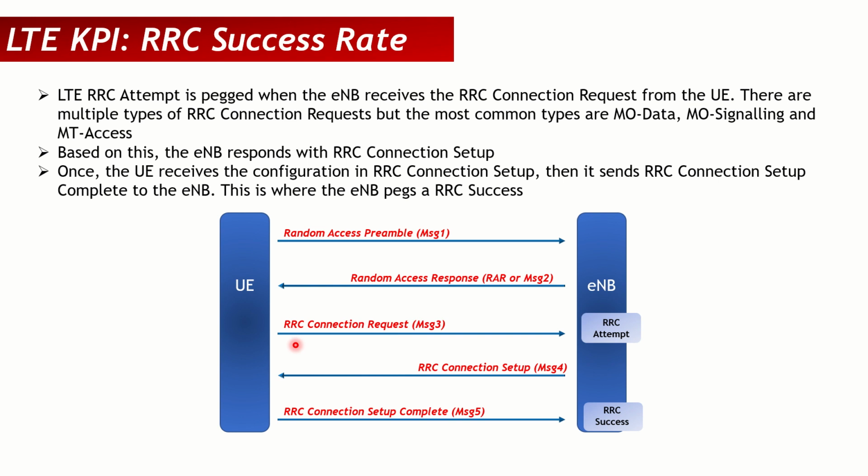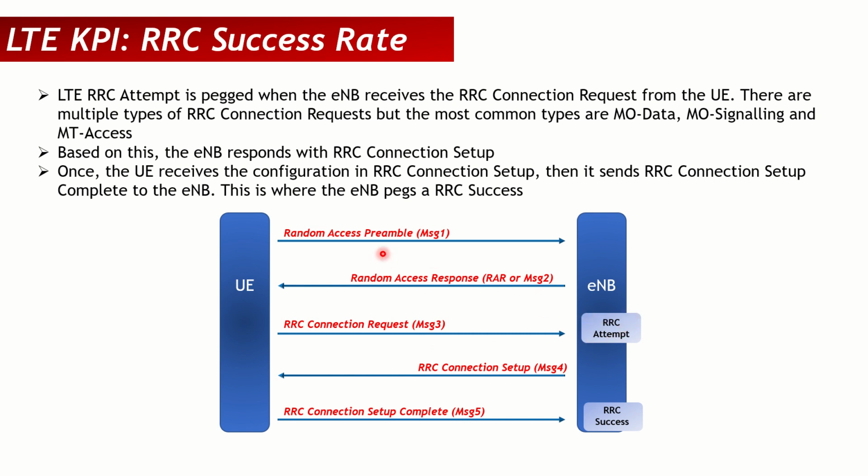Now, after that, the UE sends the RRC connection request. It's also called message 3, because the first message is the preamble, the second message is from the eNodeB, the random access response, and the third message is message 3, which is the RRC connection request. And this is where the eNodeB pegs the RRC attempt. So our RRC KPI starts over here.